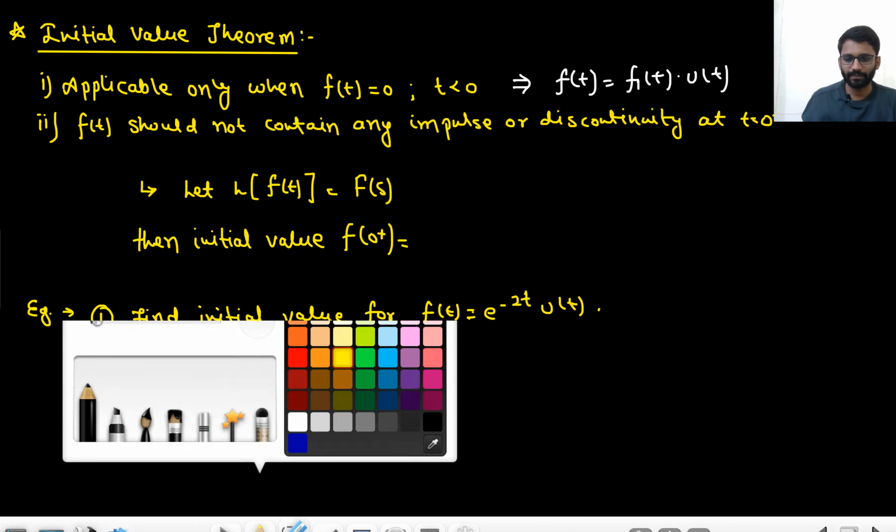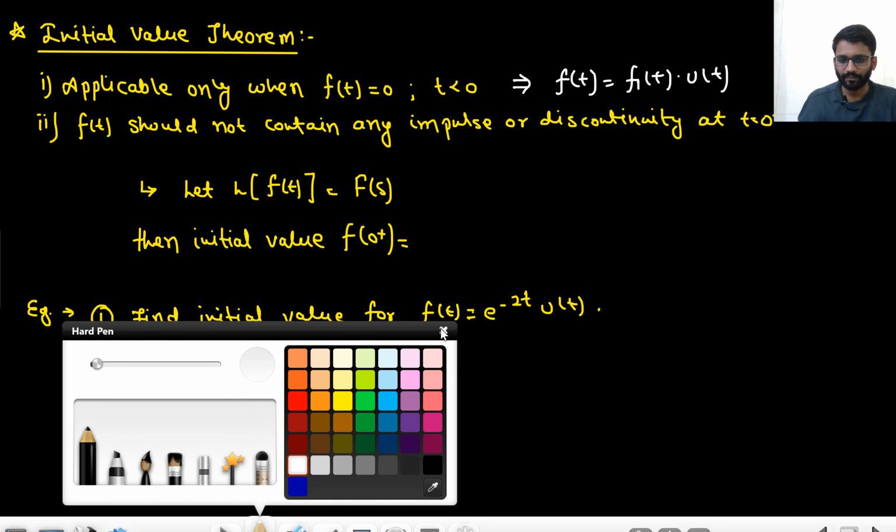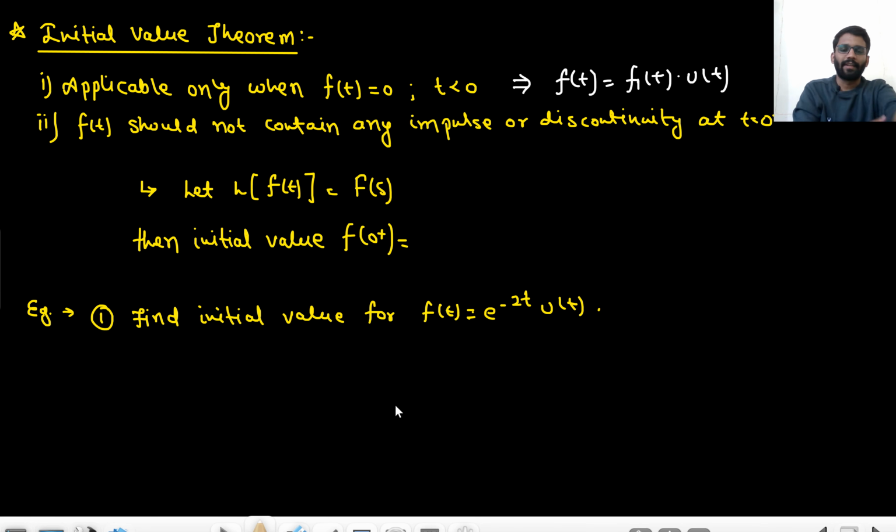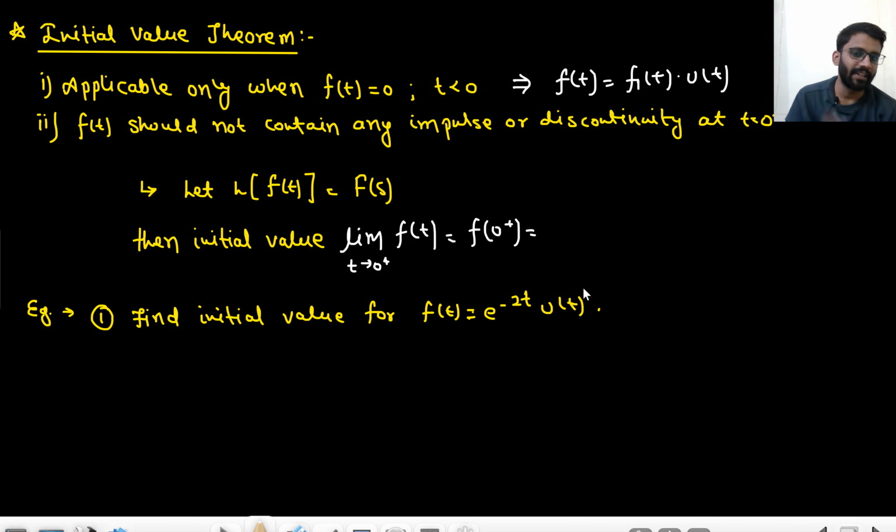Okay. So let the Laplace transform of f(t) be F(s). What will be your initial value? This is in time domain. I should have written it as limit t tends to 0 plus f(t), or you can write f of 0 plus. You don't know the function in time domain, you only know the Laplace form. So what you will do is limit s tends to infinity s into F(s). That would be your final answer.